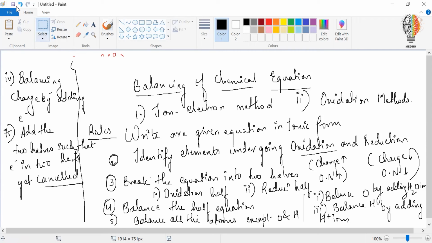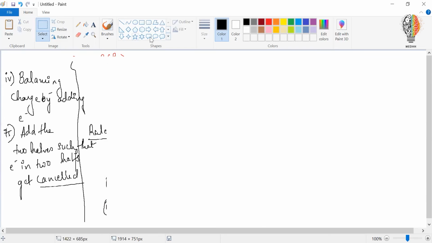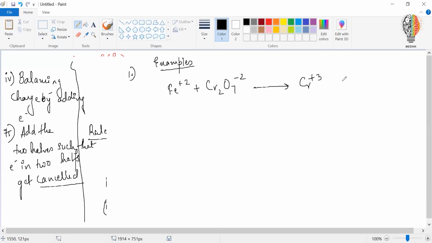Now let us begin by doing a few examples. Put the heading as examples. The first example is Fe plus 2 plus Cr2O7 minus 2, which is the dichromate ion, giving Cr plus 3 plus Fe plus 3. As you can see, ions are involved on both sides, so the equation is going to be balanced with the ionic method.